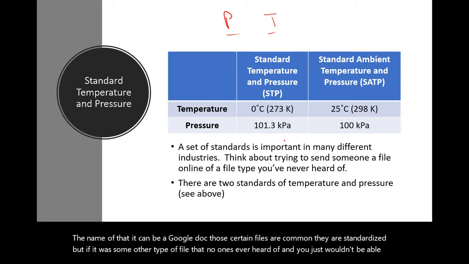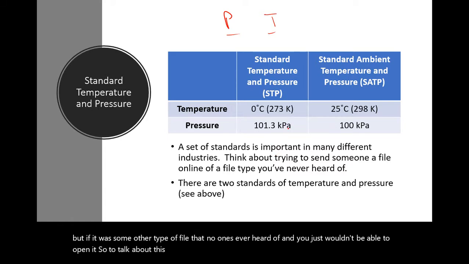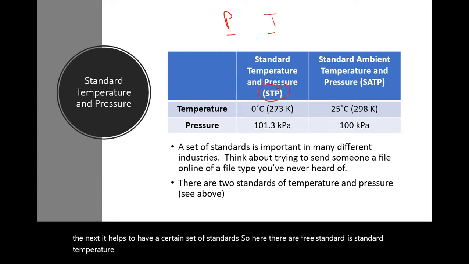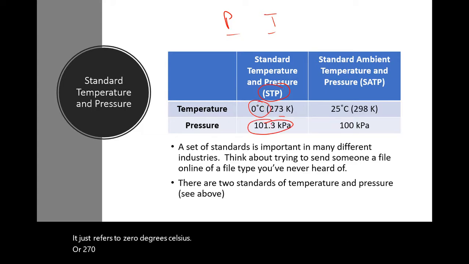So to talk about this and to be on the same page from one lab to the next, one person to the next, it helps to have a certain set of standards. So here they are. Our first standard is standard temperature and pressure, also called STP. Whenever you see that or read that, it just refers to 0 degrees Celsius or 273 Kelvin and 101.3 kilopascals, which is the pressure of the atmosphere at sea level.